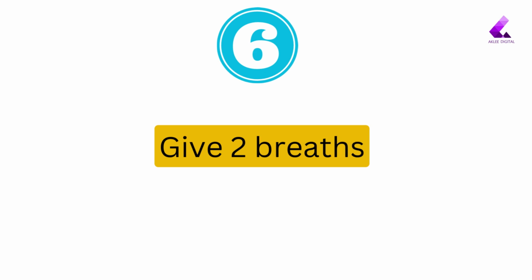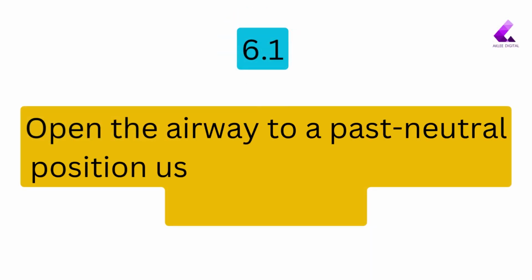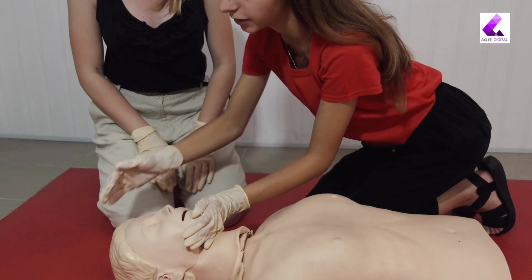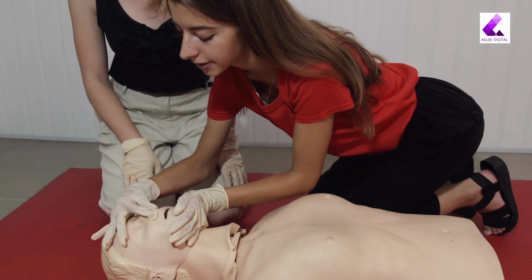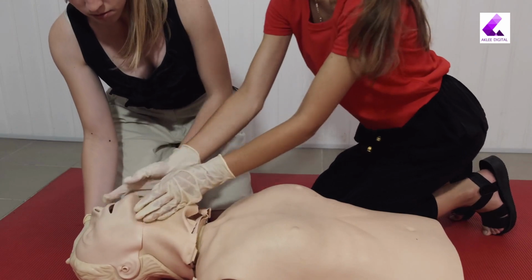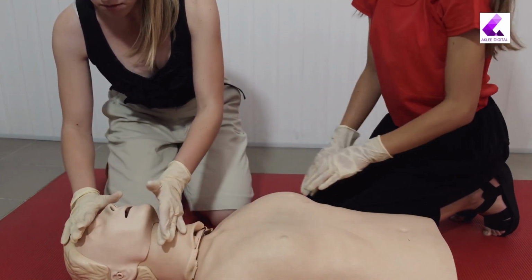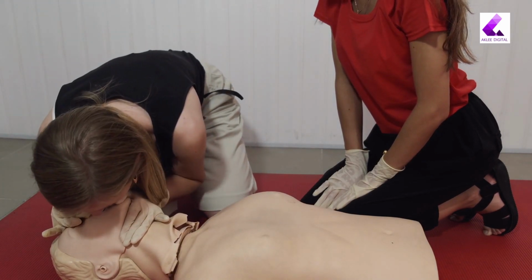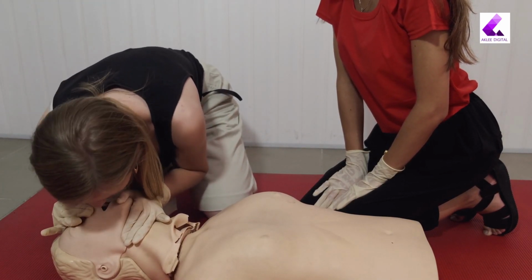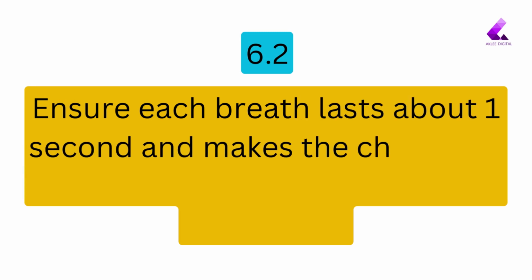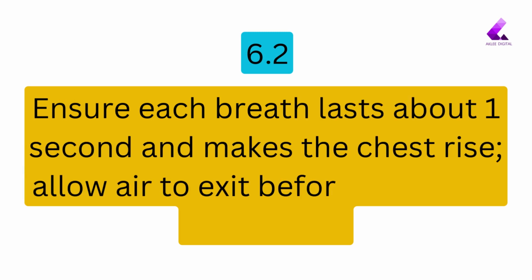6th step, give 2 breaths. Open the airway to a neutral position using the head tilt or chin lift technique. Ensure each breath lasts about 1 second and makes the chest rise. Allow air to exit before giving the next breath.